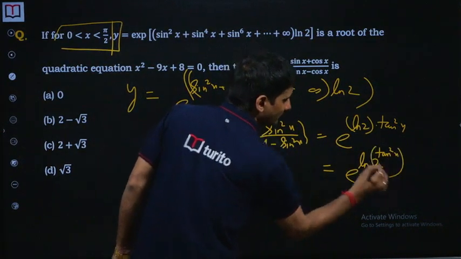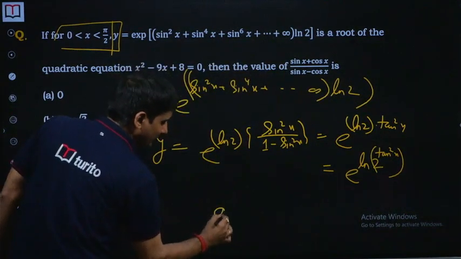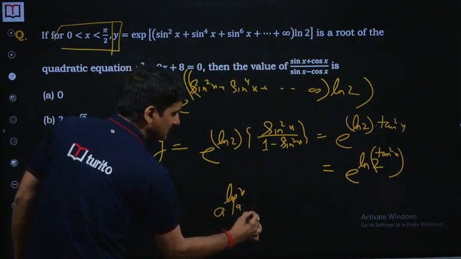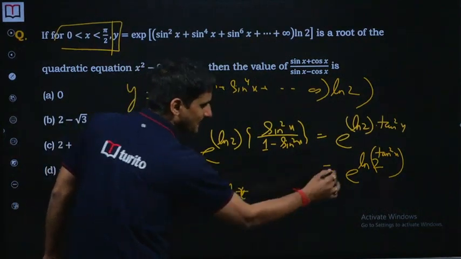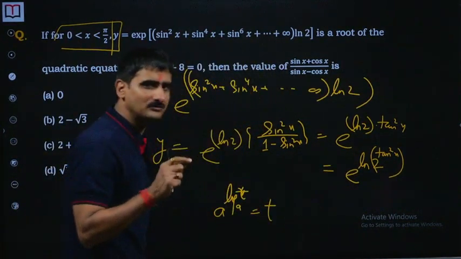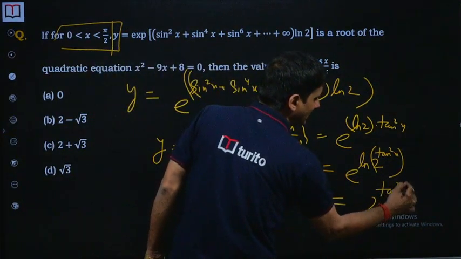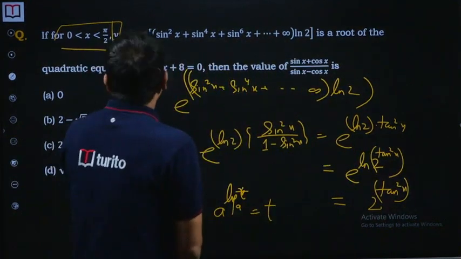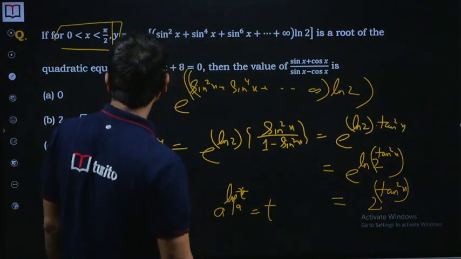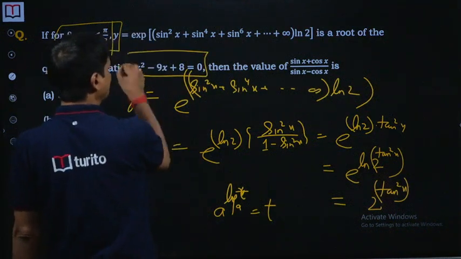I think all of you will agree, and we know from the property a raised to the power log x to the base a, or t here is t. So this is nothing but e raised to the power log t to the base e. So this is nothing but 2 raised to the power tan square x. So y is this, okay, is a root of this quadratic equation.